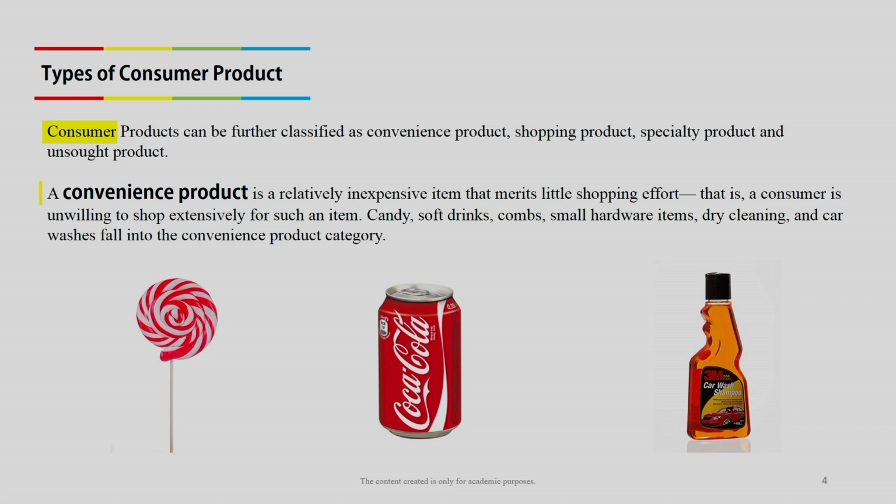So, what are the types of consumer product? Consumer products can be further classified as convenience product, shopping product, specialty product and unsought product. A convenience product is a relatively inexpensive item that merits little shopping effort, that is, a consumer is unwilling to shop extensively for such an item. Candy, soft drinks, comb, small hardware items, dry cleaning and car washes fall into the convenience product category.